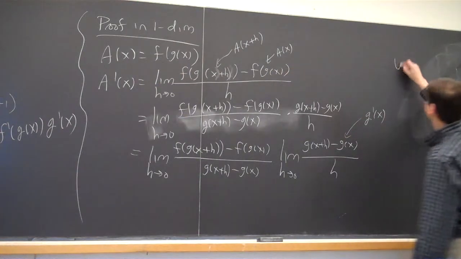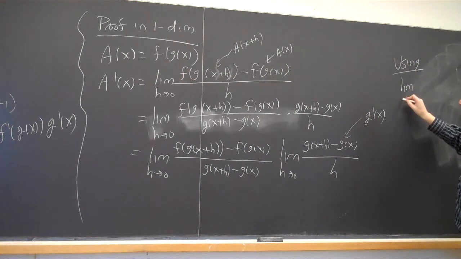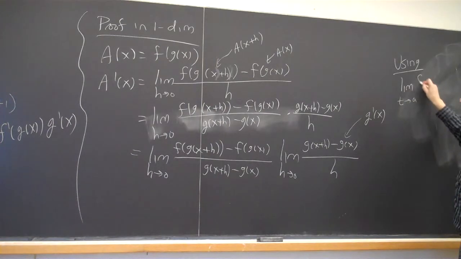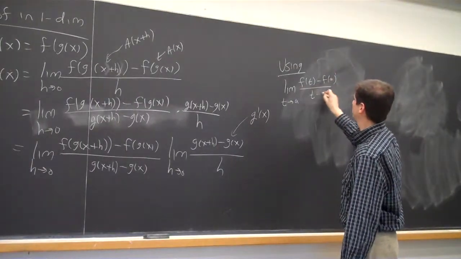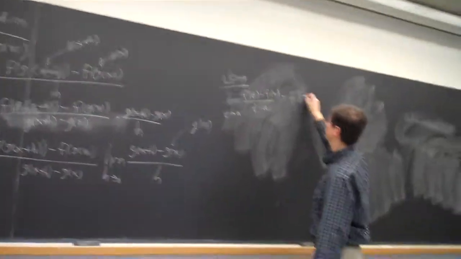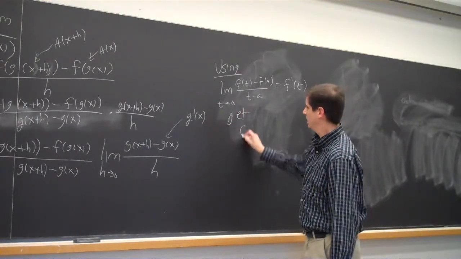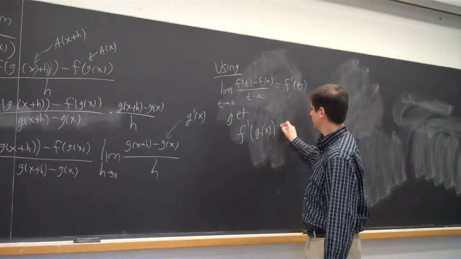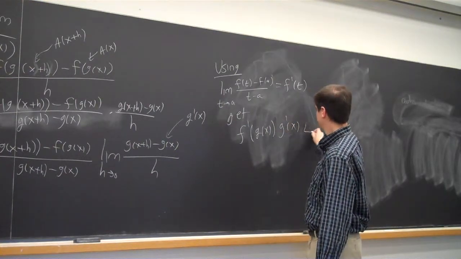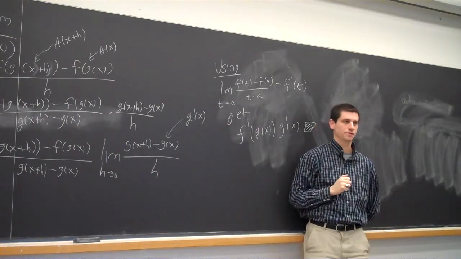So using the limit as, I need a new variable, I'll say t goes to a of f of t minus f of a over t minus a equals f prime of a, we get f prime of g of x times g prime of x. And that's the chain rule in one dimension.